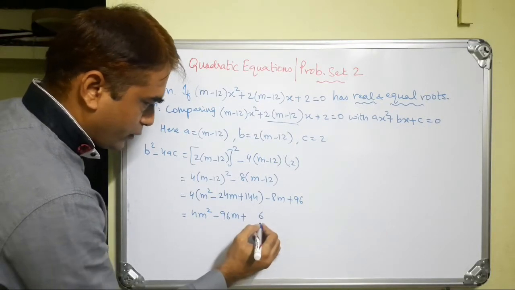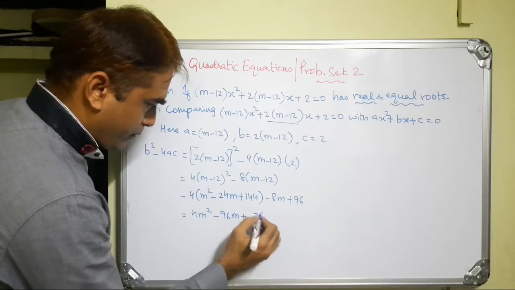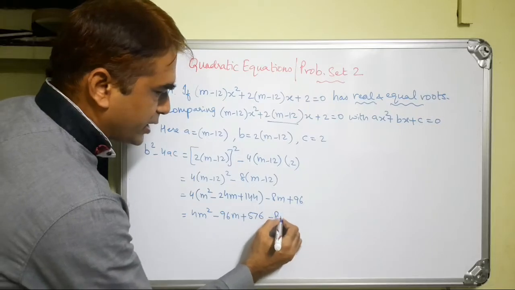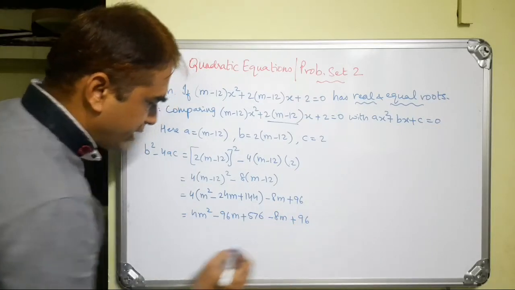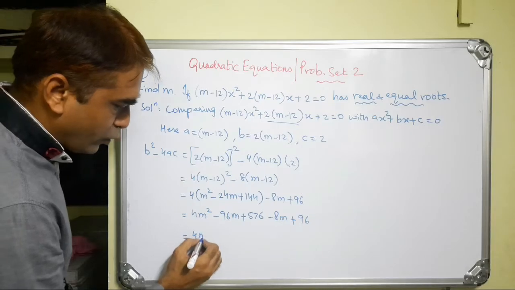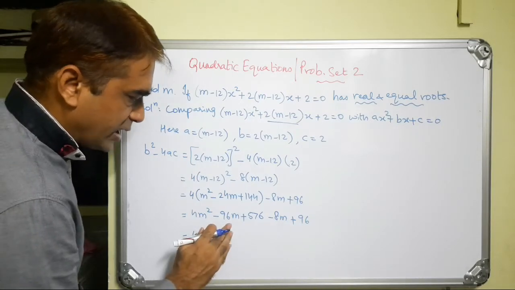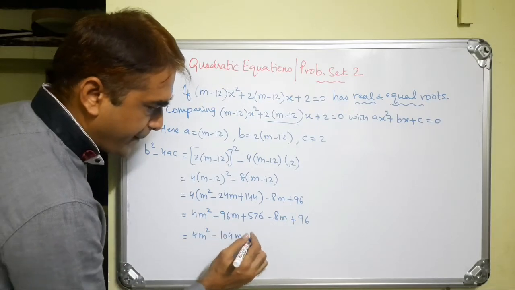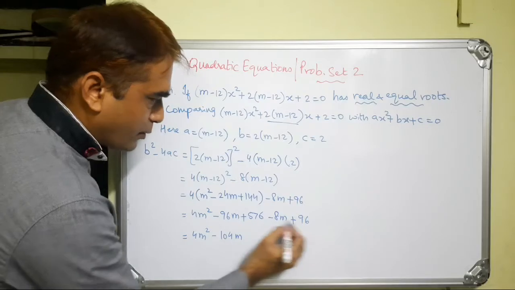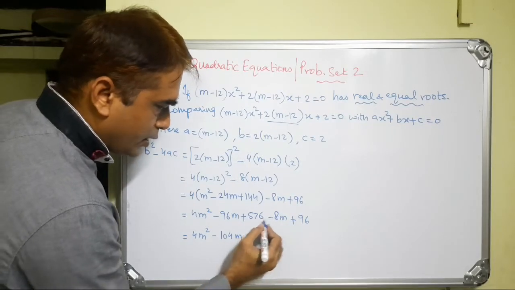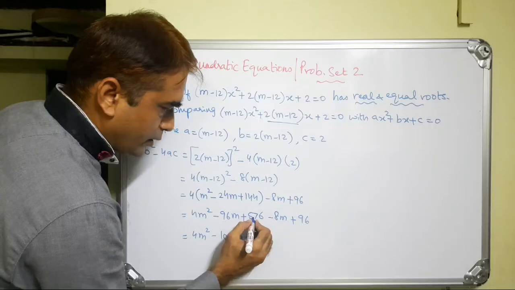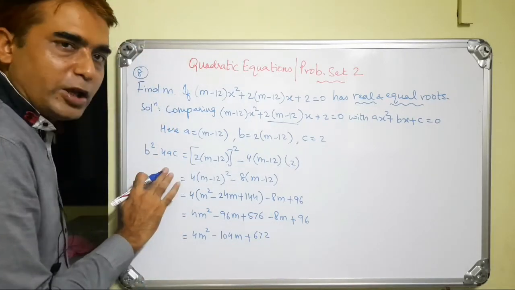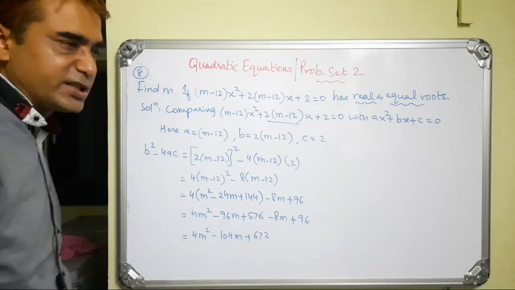So 576 − 8m + 96. So this is 4m² − 96m − 8m, that is −104m, and the sum of these two terms is 672. This is the value of the discriminant b² − 4ac.